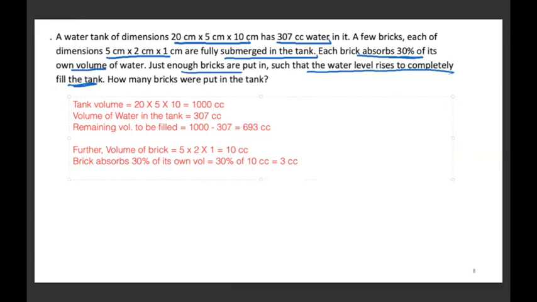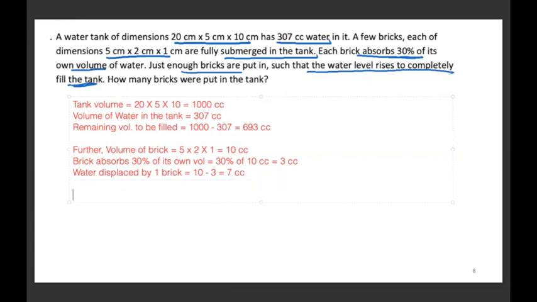So, by immersing one brick, the water displaced by one brick will be equal to 10 minus 3, which is equal to 7 cc. Why? Because 30%, which is 3 cc, is absorbed by the brick, and the remaining 7 cc volume of the brick will be responsible for the rise in the water level.